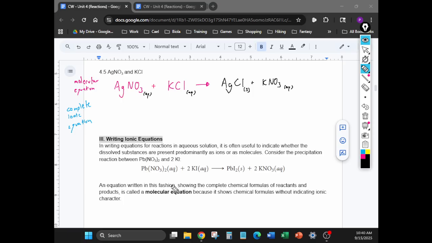All right, so for the complete ionic equation, what we're going to do is write down all of the ions that are associated. So basically everything that's aqueous, we just break it down into its ions. So for AgNO3, we know that Ag is going to become Ag plus, and then we write aqueous.